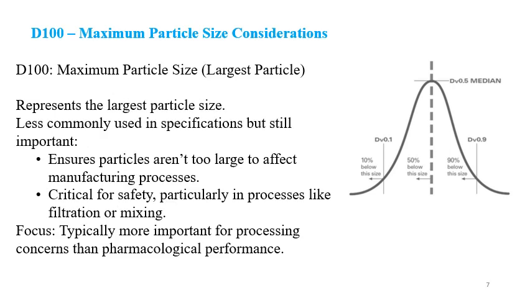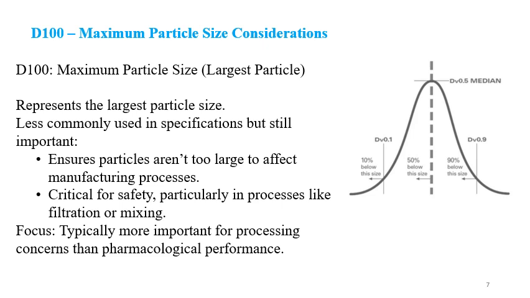Then D100. So what is D100? D100 is the maximum particle size consideration, or the largest particle. If I give you an example, like D100 of 200 micron, it means all the particles are below 200 micron. D100 represents the largest particle size, less commonly used in specifications, but still important. Generally you might not have seen the D100 value, but sometimes it is used.